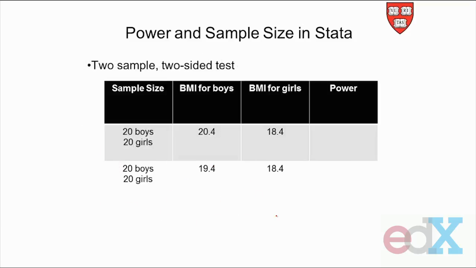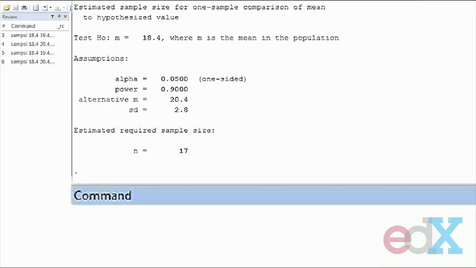So now we want to compute power for various sample sizes and alternative BMIs for boys and girls. So for our first case, we decide to sample 20 boys and 20 girls. And we assume the BMI for boys is 20.4, and we assume the BMI for girls is 18.4. So how much power do we have with that test? So we can do this in STATA, so go to STATA once again, and type in the following command.